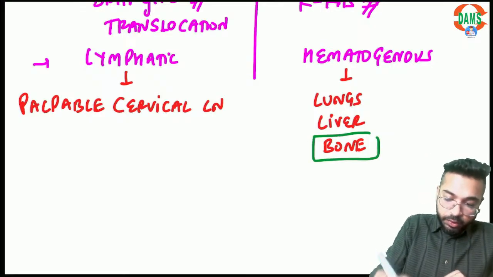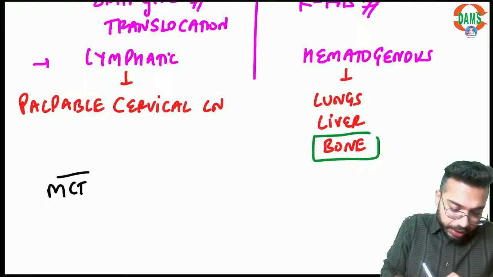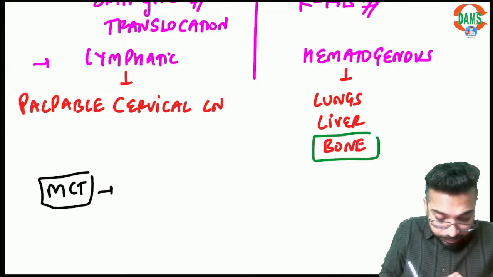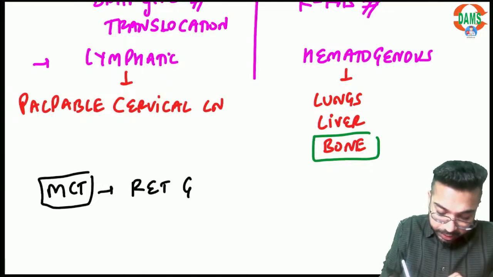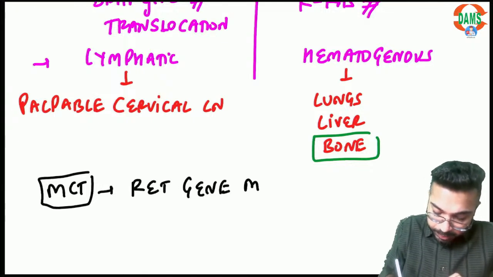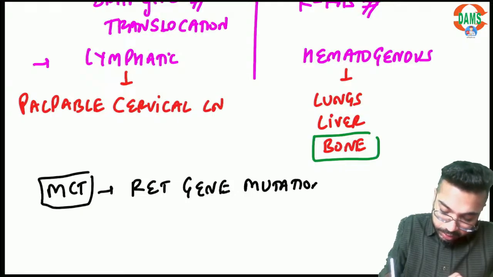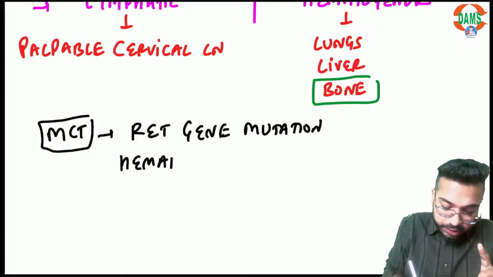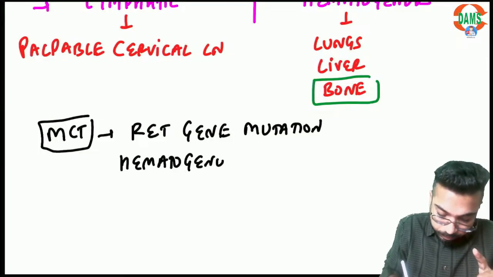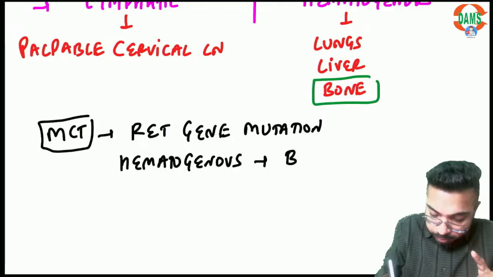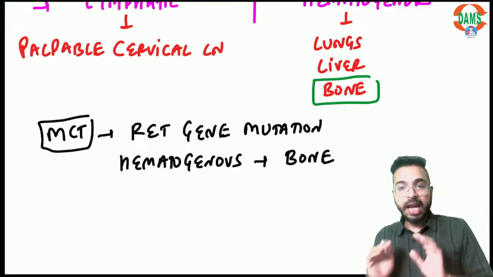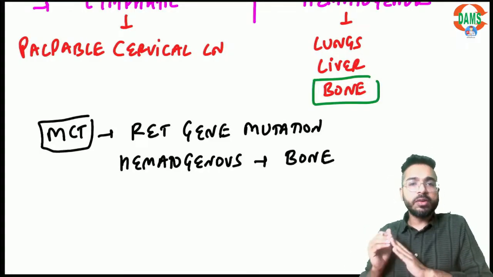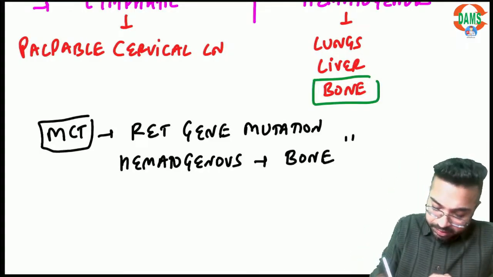Do not get confused for next year with medullary carcinoma thyroid. Come on guys, medullary carcinoma thyroid, which gene? This is again RET gene mutation. Remember, medullary carcinoma also shows hematogenous spread and it also will metastasize to bone. Thankfully there was no medullary carcinoma thyroid to pick as an option.